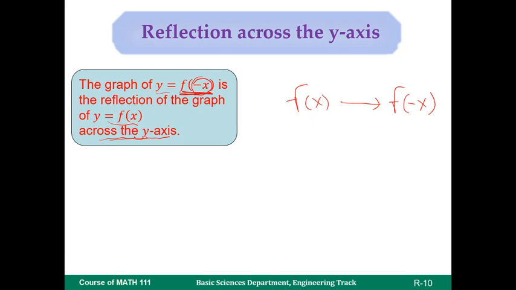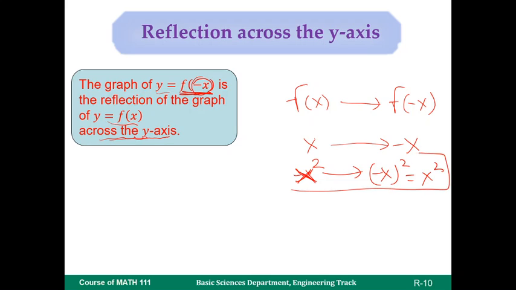Sometimes it doesn't change things. For example, if your function is just x, it becomes minus x. Okay, there's a change. But if this is x squared, what do you get? It's the same thing. So the graph will not change. But in other cases the graph changes, as you see, because we have different formulas. Now, you will see them on the graph.